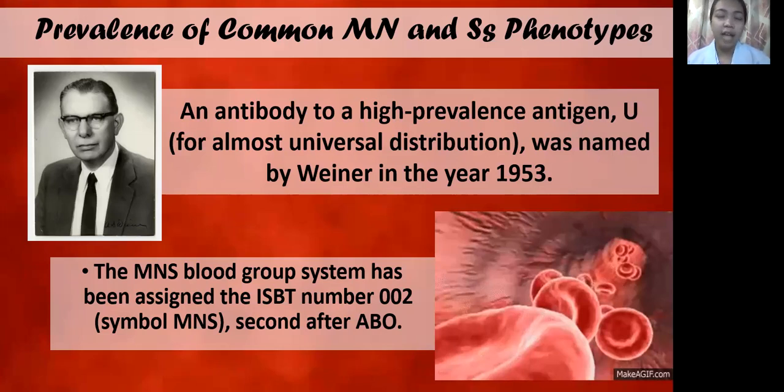The MNS blood group system has been assigned the ISBT number 002, second after the ABO. Let's go back to the antibody to a high prevalence antigen. The observation of Greenwald and his colleagues was that all U-negative RBCs were also S negative, s negative. This resulted in the inclusion of the U antigen into the system.